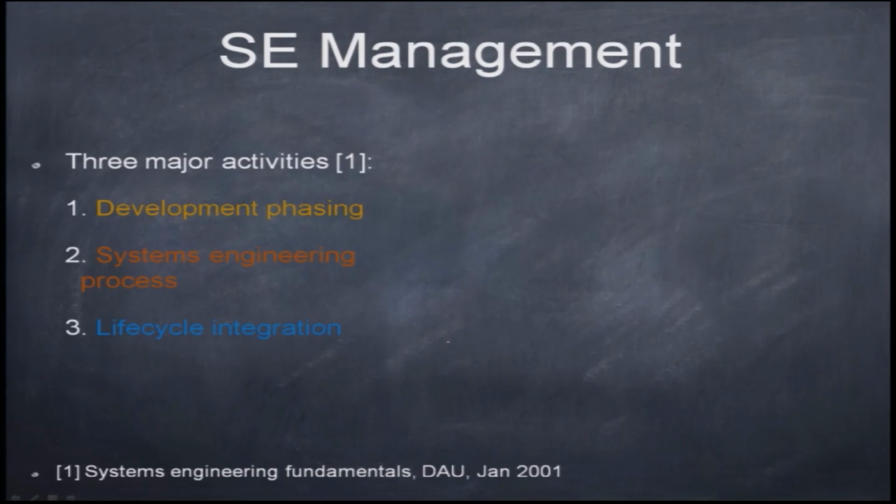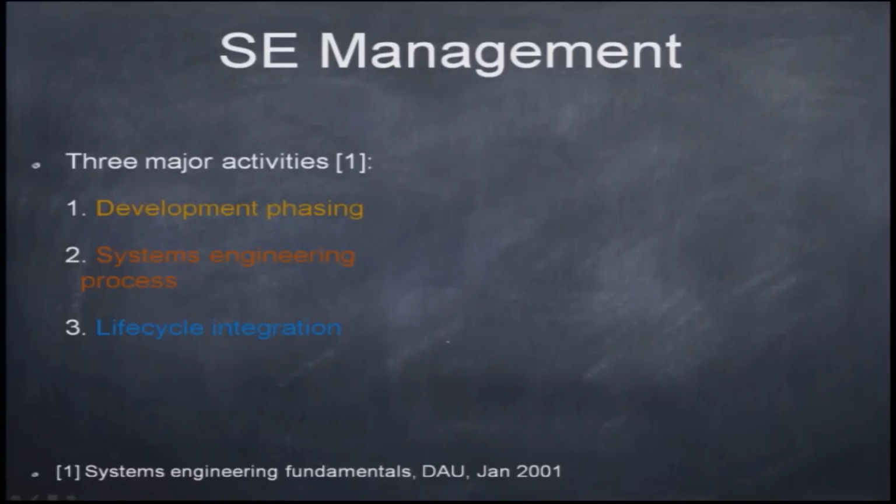It says the systems engineering management aspect has 3 major activities. The first one is called the development phasing. We will go through each one of them in the subsequent lectures following this lecture, and we will go through the intricate details of what each of them actually means. So, number one is the development phasing, number two is the systems engineering process, and number three is the life cycle integration.